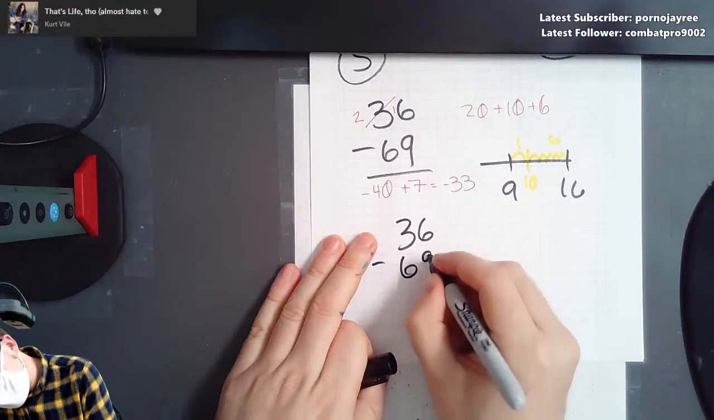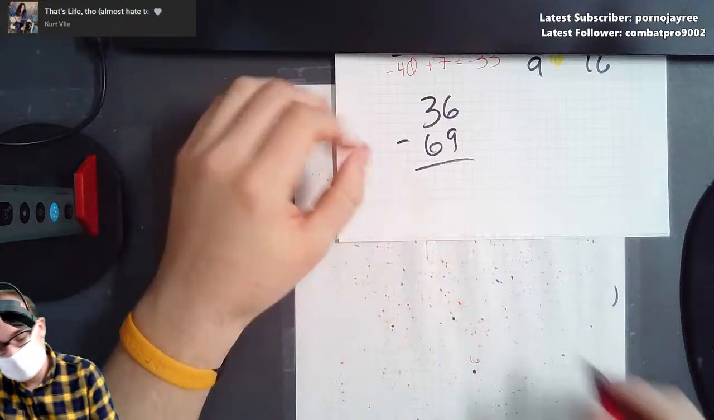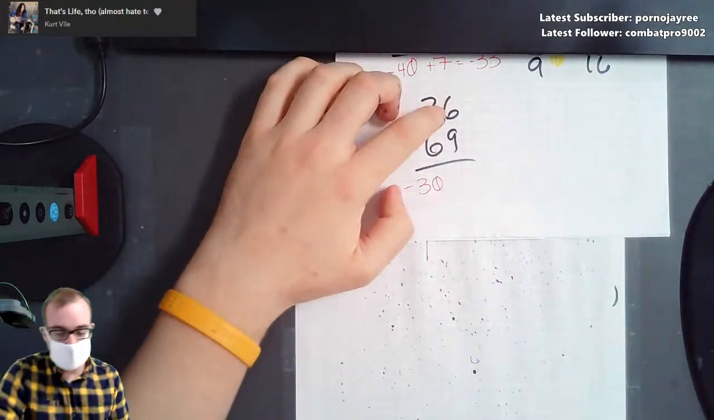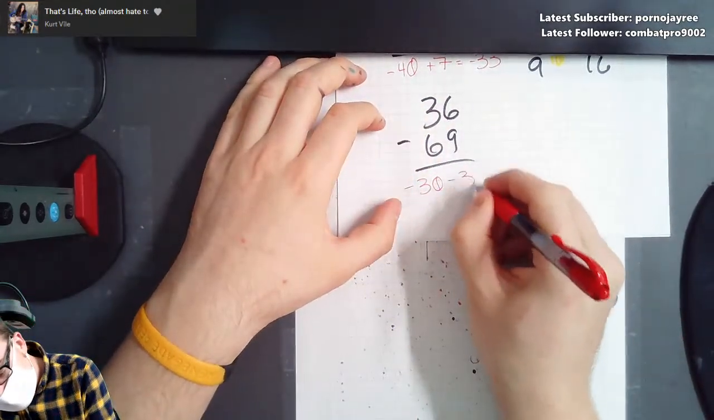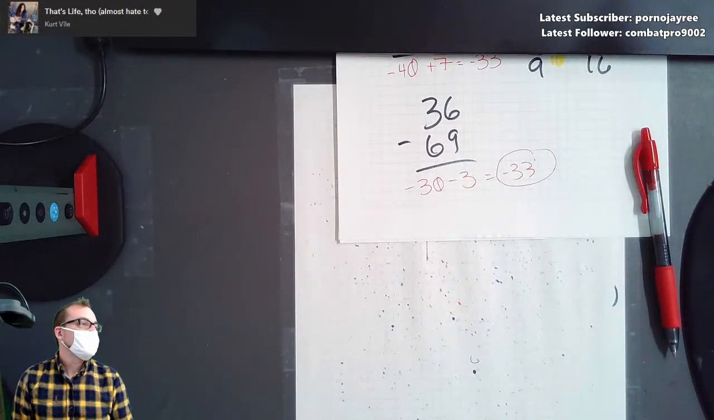36 minus 69. Let's go left to right. What's 30 minus 60? Negative 30. What's 6 minus 9? Left to right is actually easier. Why don't they teach you this?